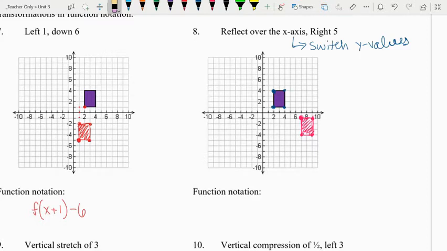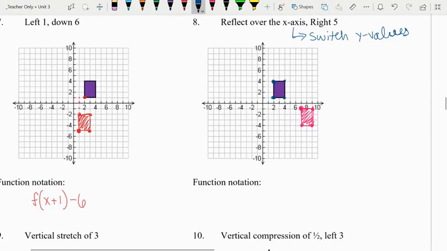All right, so your final answer here, if you want to write it in function notation, the reflection over the x-axis means that there's a negative out in front. And the right 5 means it needs to be a -5 on the inside, because it's always the opposite.